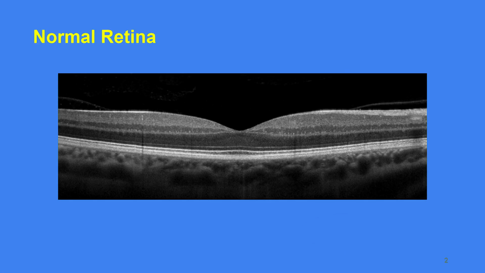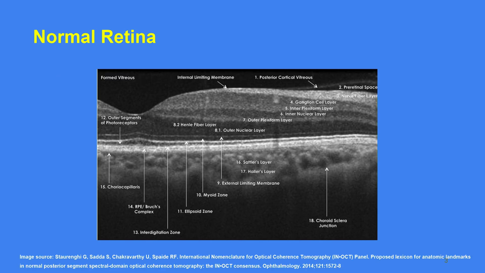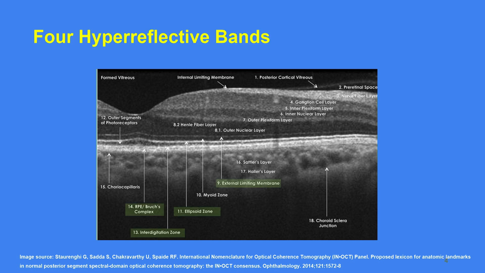This is the OCT image of normal retina, showing multiple hyperreflective bands and hyporeflective zones. Here we see the currently accepted nomenclature of different retinal layers on OCT. There are four hyperreflective bands in the outer retina which are most vital for retinal anatomy and function.